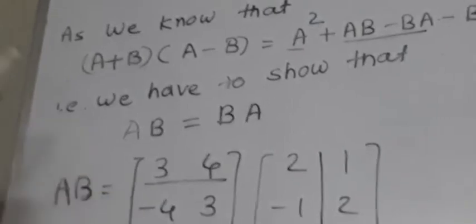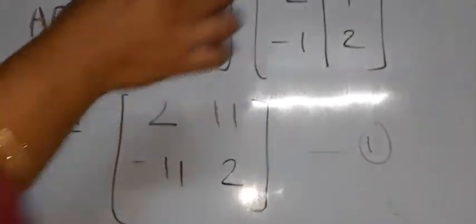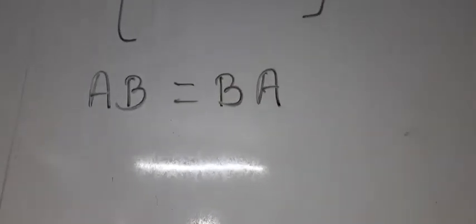So A into B product taken: 2, 11, minus 11, 2. Similarly B into A, which is also 2, 11, minus 11, 2. So from first and second, AB is equal to BA. This we want to prove. Okay. Next example.